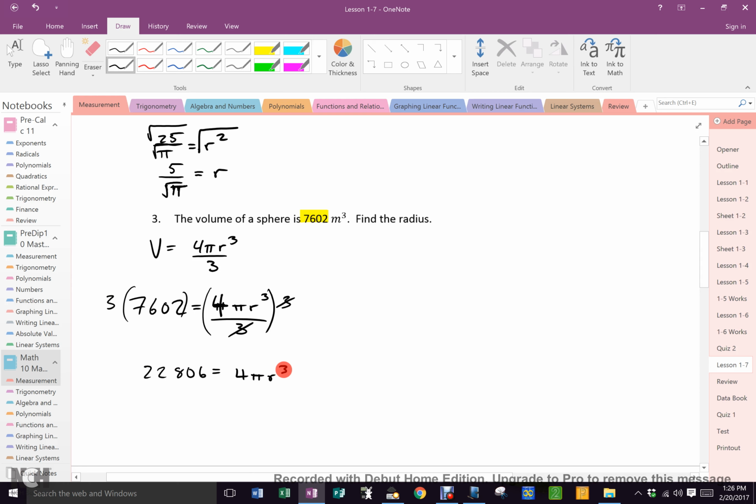Now I need to get rid of 4 and pi, don't I? Do I need to do it in 2 steps, or can I do it in 1? One. I can do it in one. If I divide by 4 pi, cancel, and I divide by 4 pi. And now I'm left with r cubed equals 22,806 divided by 4 pi.